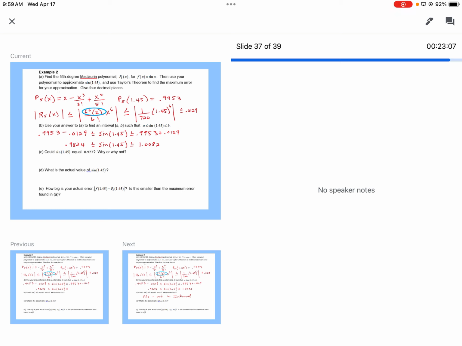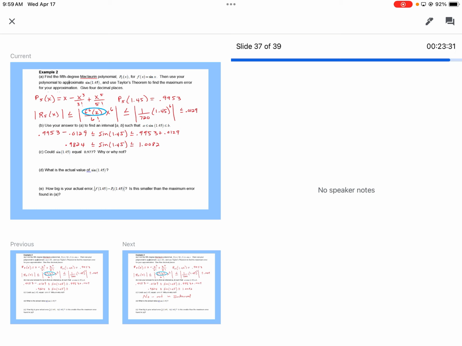All right, so part C. Could sine of 1.45 equal 0.977? No. Why not? It's not in the interval. Not in my interval. 0.977 is not within my interval, so no. Okay. Give me a minute to write that.